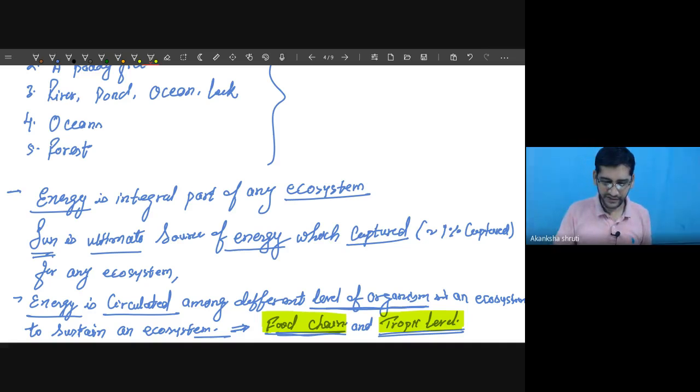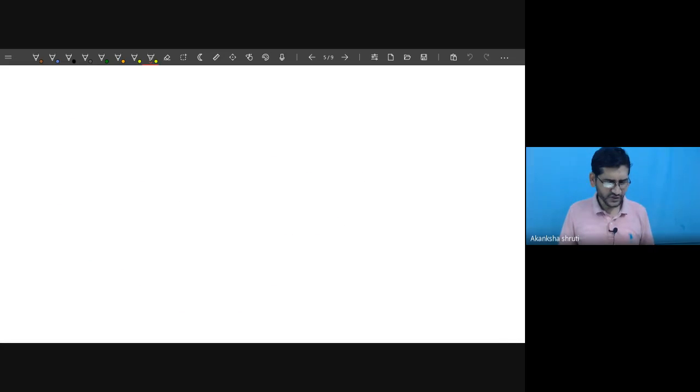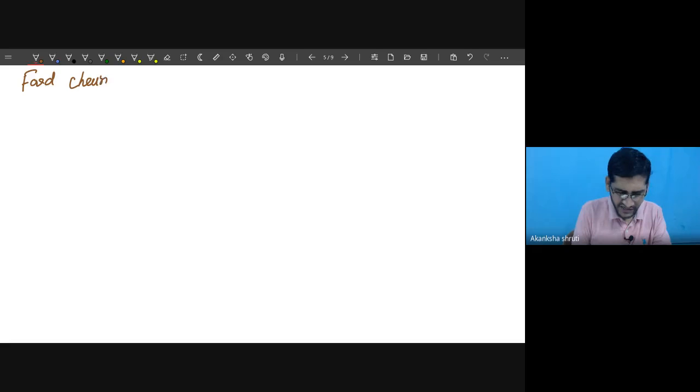Just within half an hour we are able to do this. So student, ecosystem and flow of energy. You may write this as the food chain, or you may write the topic as flow of energy in ecosystem. Flow of energy in an ecosystem.